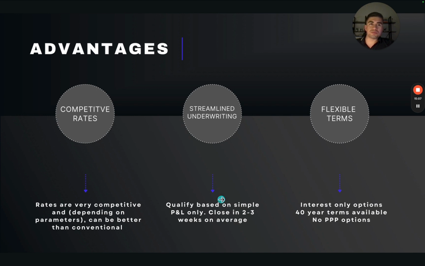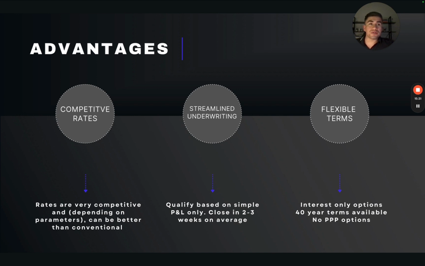And on average, we're closing in about 2 to 3 weeks. Okay, so that means from start to finish, from loan application, getting all the documents, submitting the file, to closing, it's about 2 to 3 weeks to close. So very fast. And again, flexible terms, right? So P&L loan, it's non-QM, so we can structure it however it makes the most sense for you. If you want interest-only options, we can do that.